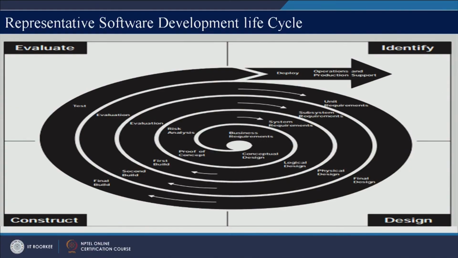The first quadrant is this, where you have identify requirements, then the second quadrant is design, the third quadrant is construct and the fourth quadrant is evaluate. So, we will look at these quadrants in detail. First of all, for every software you need to identify what the business requirements are.